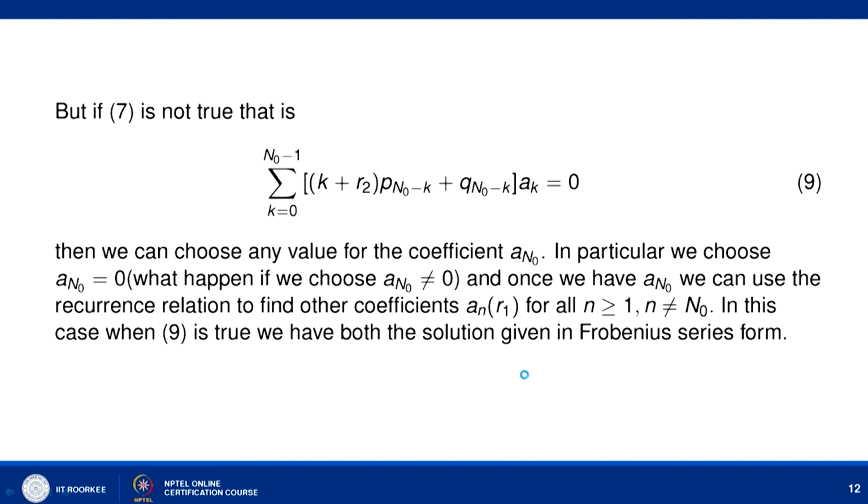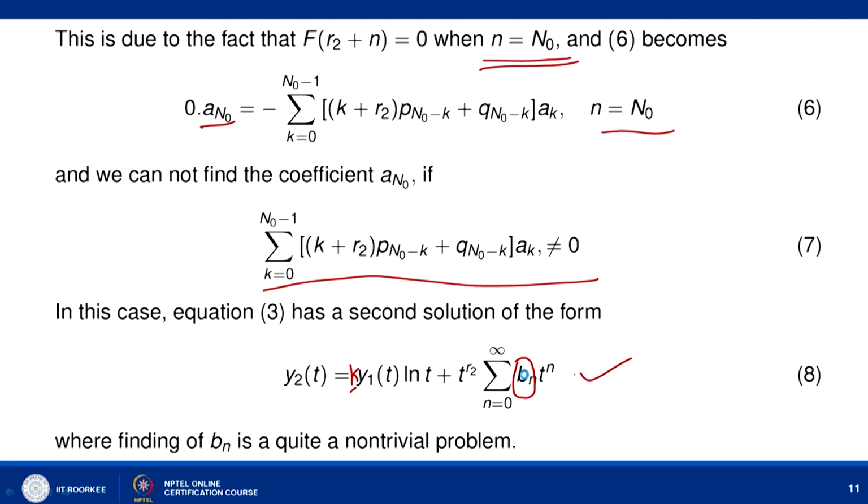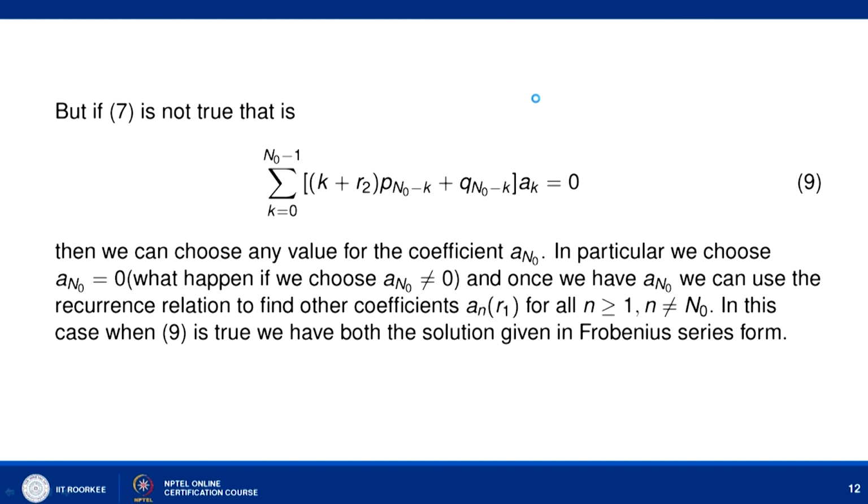But if the right hand side of this equation is 0, then of course the equation is satisfied, meaning 0 into a n naught equals this term, which is already equal to 0. In this case we can choose any value of the coefficient a n naught. So, in particular we will take the value 0. Here we take a n naught as 0.